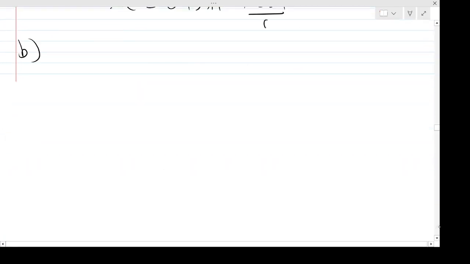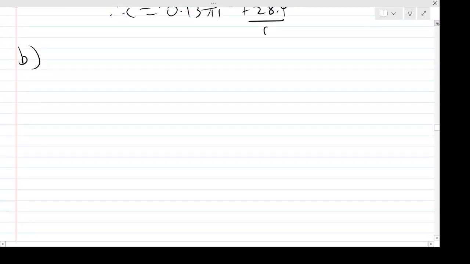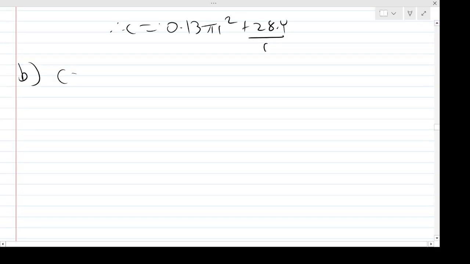So we need to differentiate, right? So again, if C is equal to this expression, well, before I differentiate, I need to get this r as a fraction. I need to get that as a power of r, not as a fraction, but as a power.